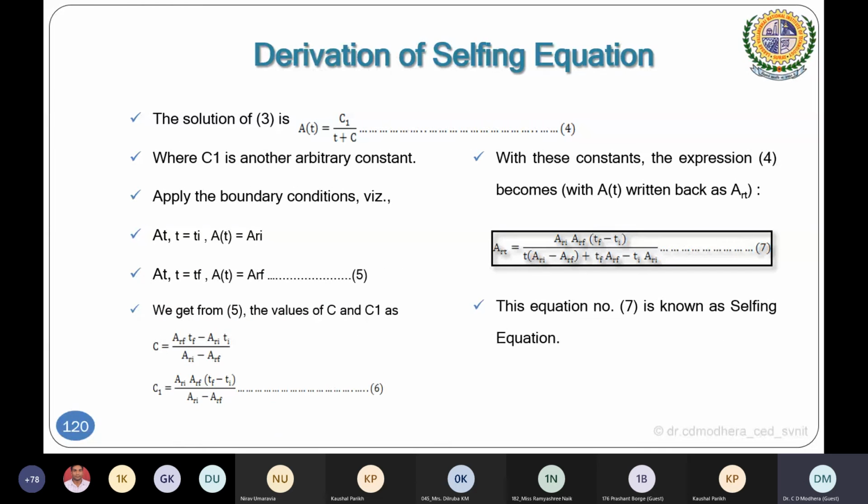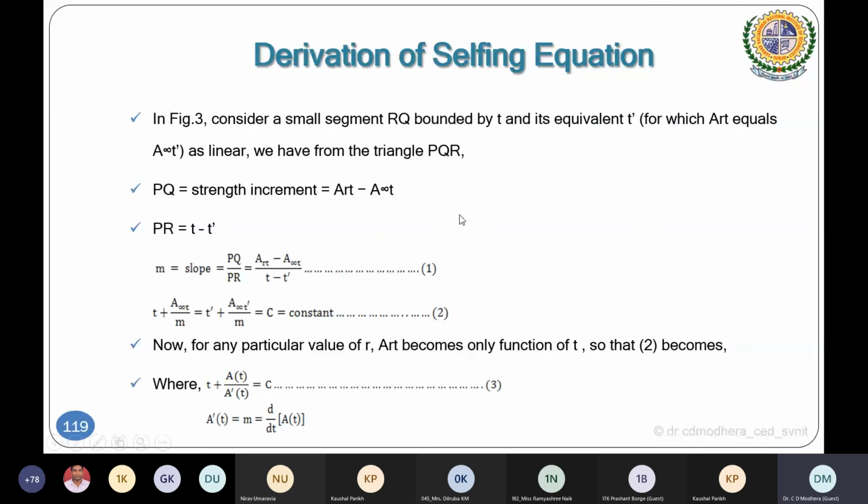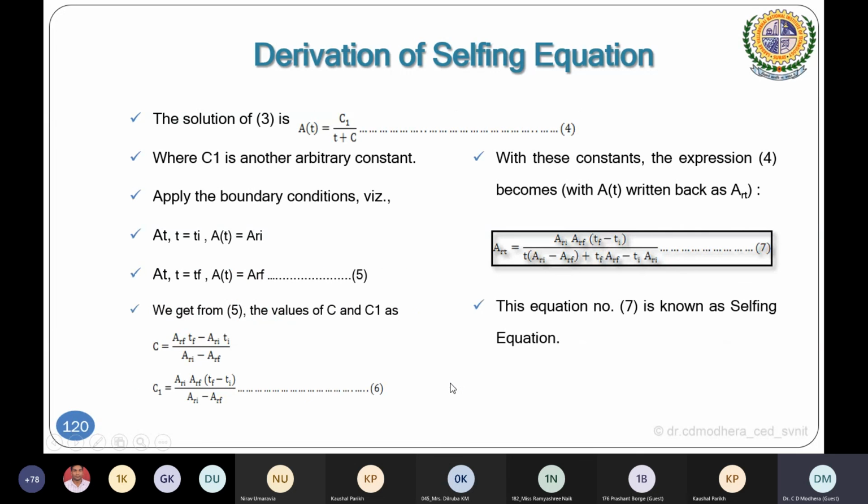Then, if you have studied first-year mathematics, this becomes a partial differential equation, and there is a solution for that. See, for any particular value of r, it becomes only a function of t. So I have written this way: t plus at upon ast equal to c. So now this is the solution of equation number 4, C1 is another arbitrary constant, and again after applying the boundary condition, t becomes Ti. Ti means initial setting time. So when t becomes Tf, then ARf, and these things will come.